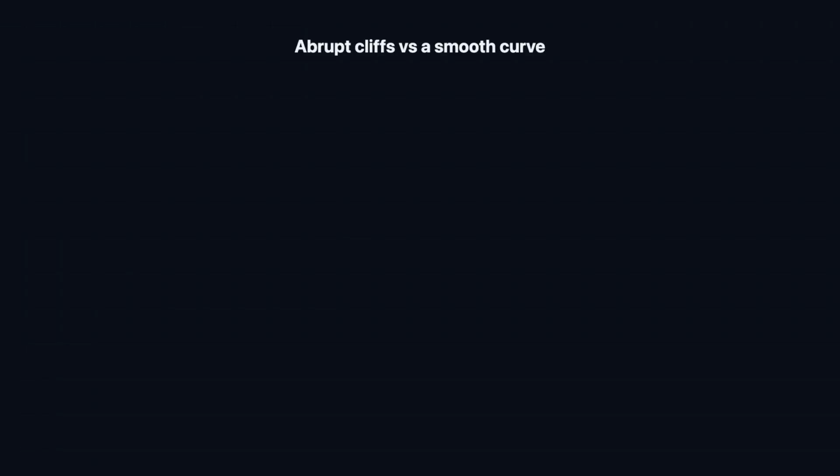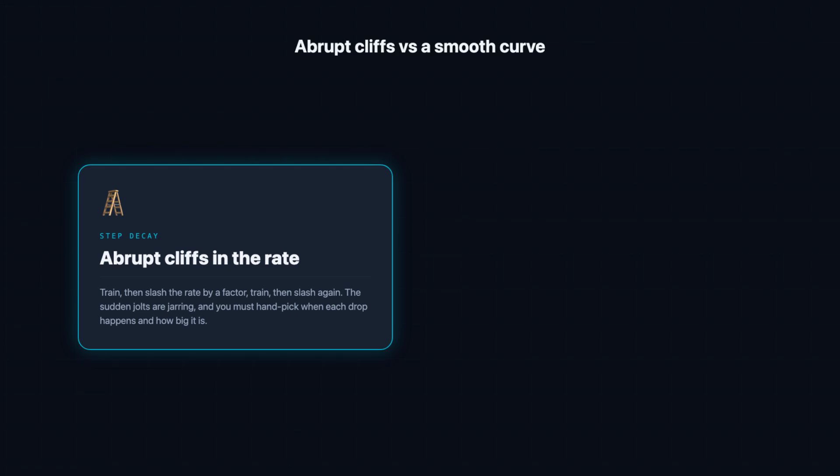First, let's put step decay right next to cosine annealing and see the difference. Step decay lowers the rate in abrupt cliffs. You train at one value, then suddenly slash it by a factor, train some more, then slash it again. It works, but those sudden jolts are jarring, and you have to handpick when each drop happens and how big it is. Several knobs, and all of them guesswork.